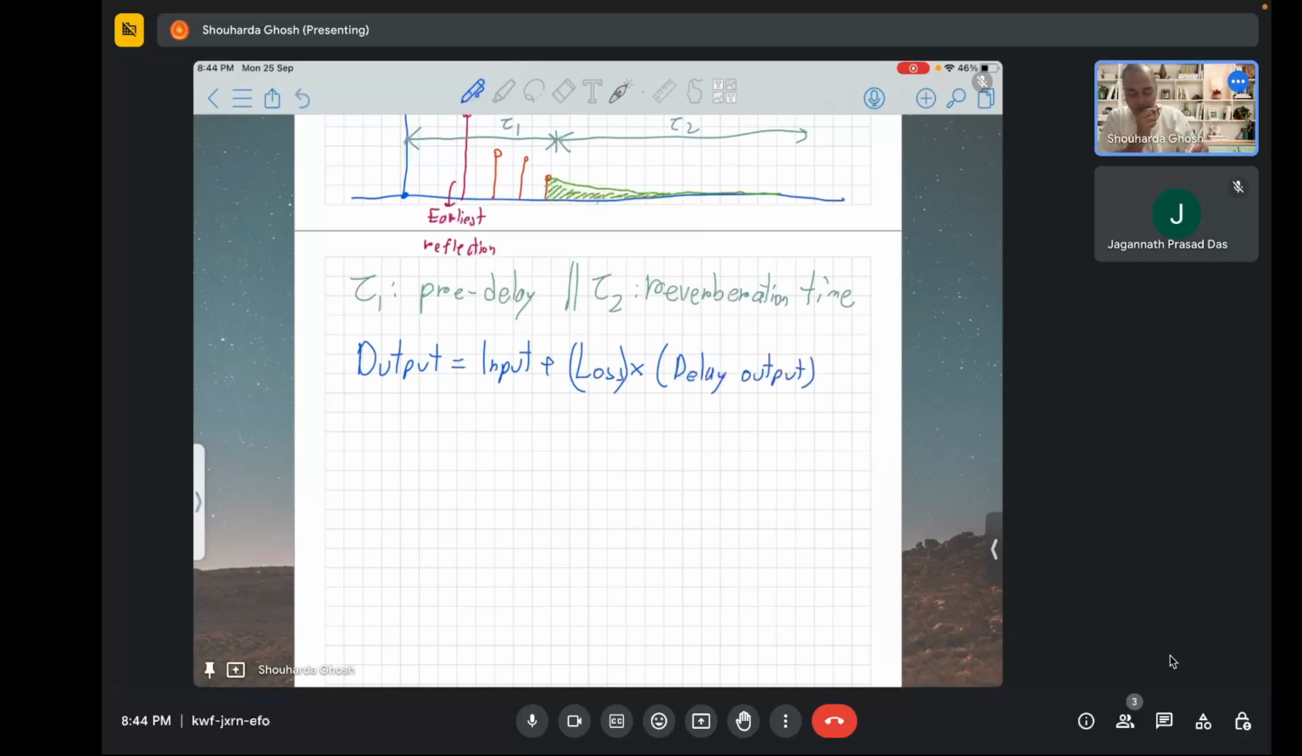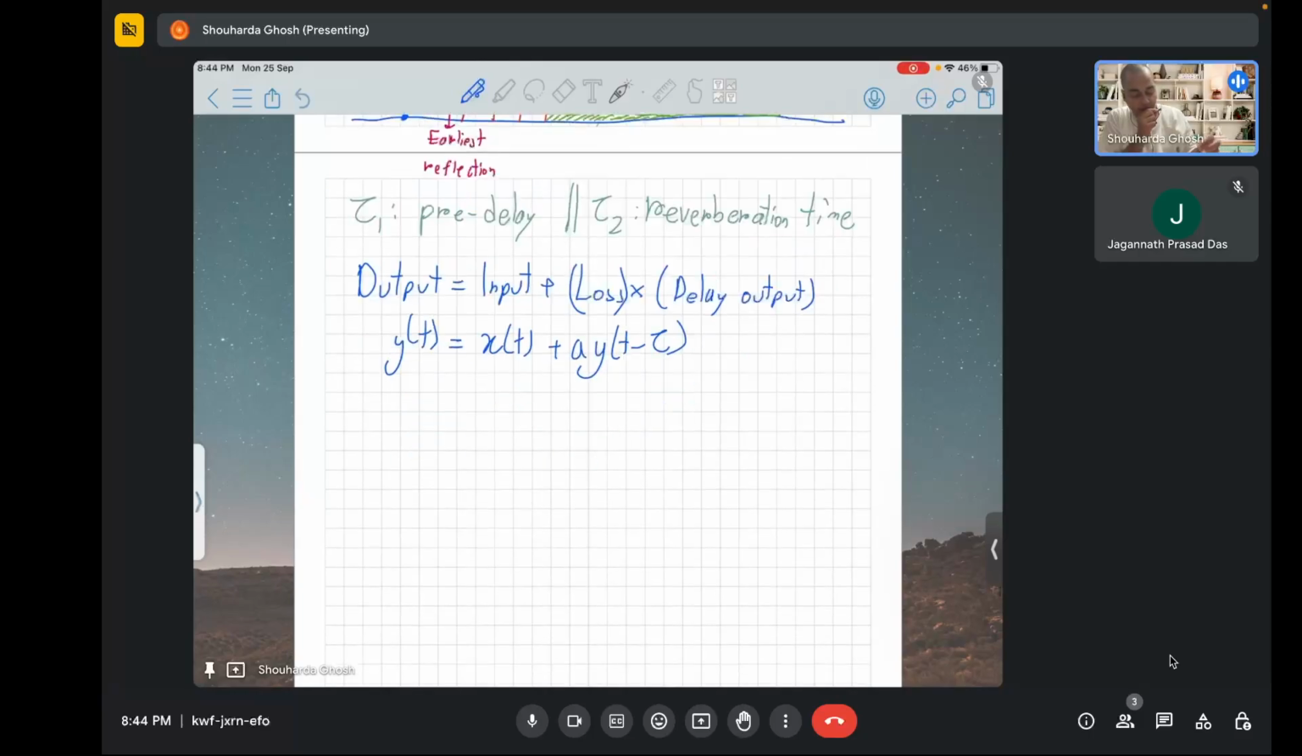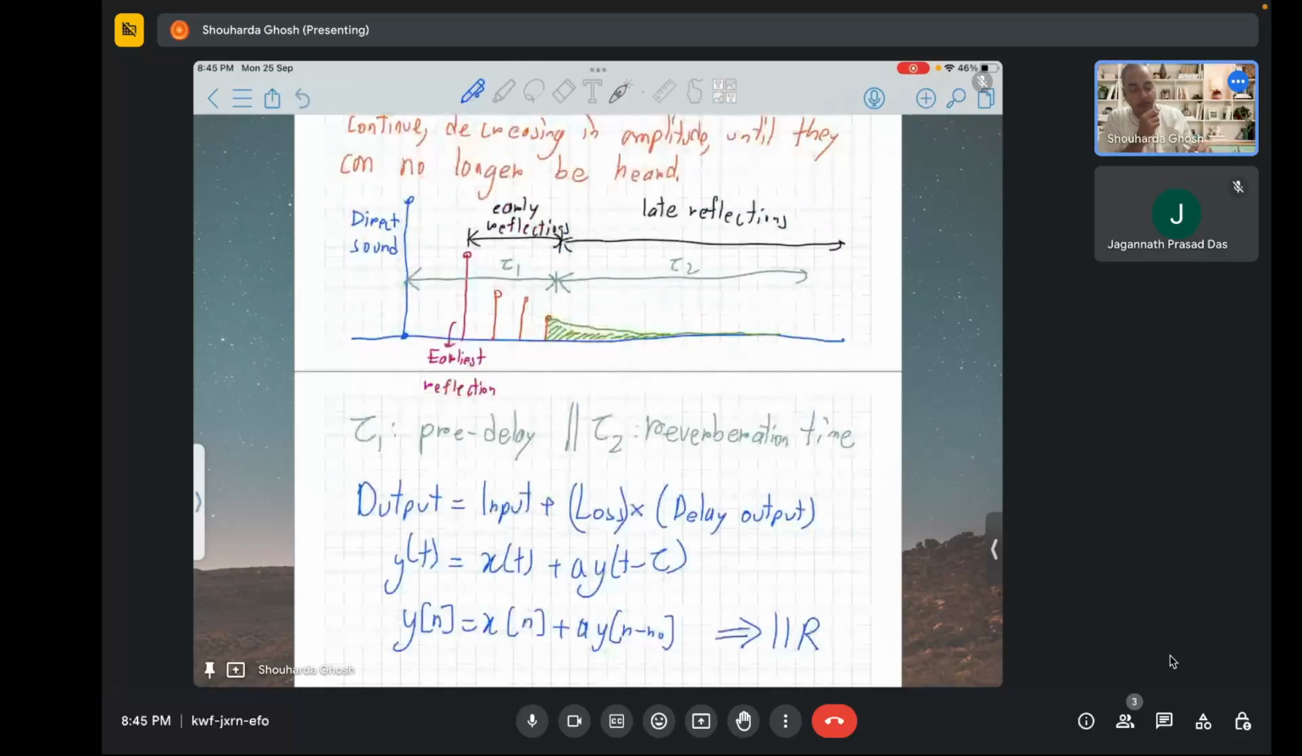So in terms of continuous time, how can I write y(t) equal to x(t) plus a times y(t minus tau)? I hope you are now able to guess where we are heading. What kind of a filter does it look like? y[n] equals x[n] plus a times y[n minus n naught]. This is nothing but an IIR filter.